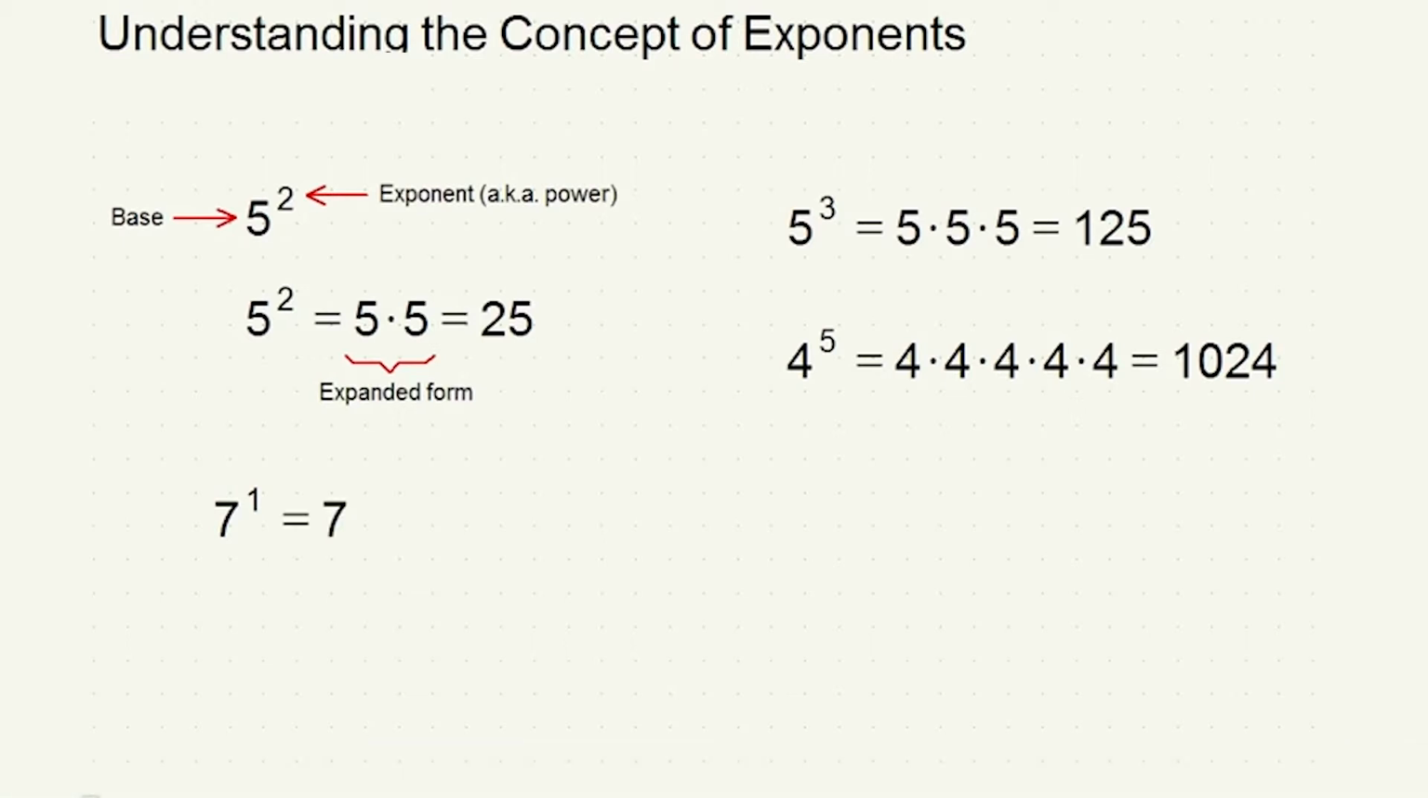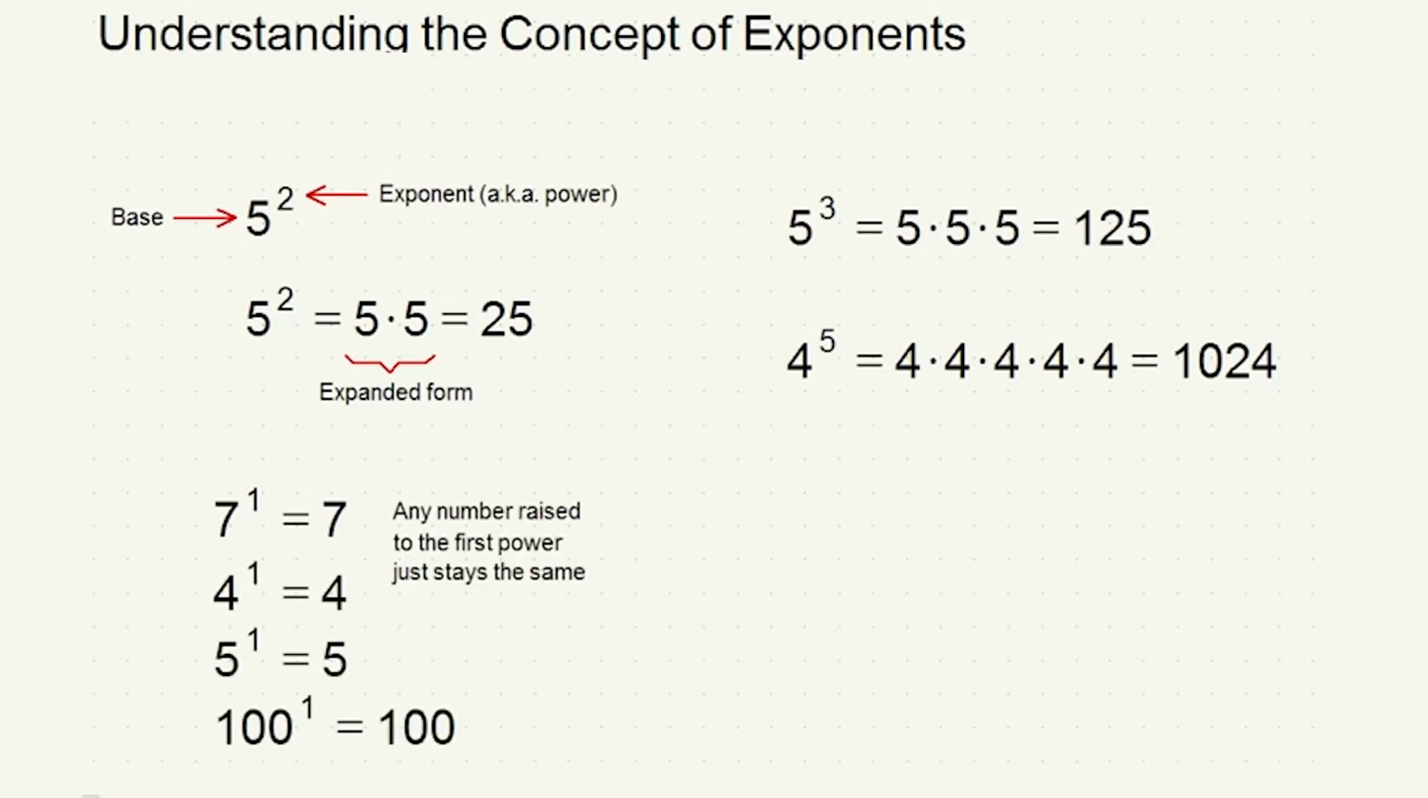In fact, it turns out that any number raised to the power of 1 is just itself. 4 to the 1 is 4, 5 to the 1 is 5, and 100 to the 1 is 100. That sort of makes sense, right? Just like anything times 1 is itself, it's the same with anything raised to the first power.